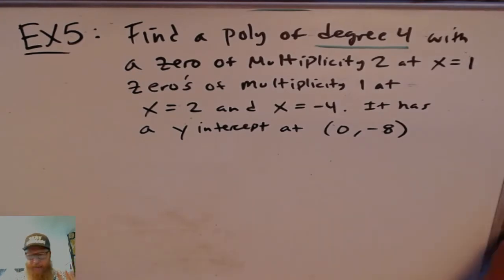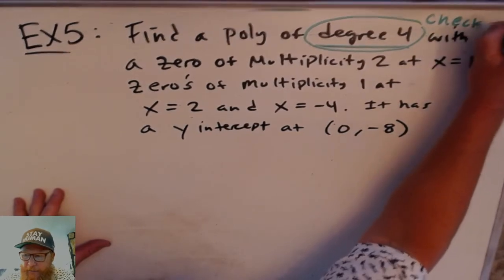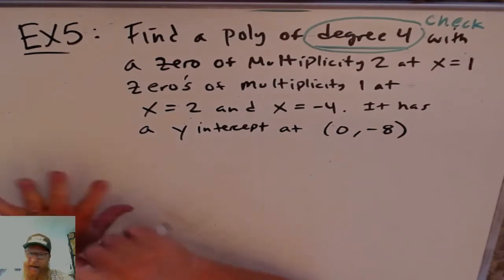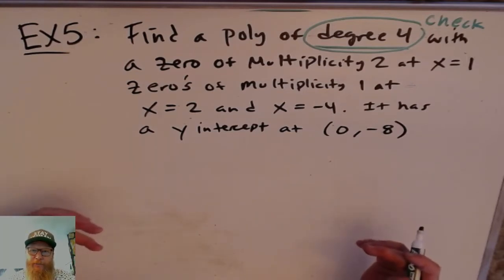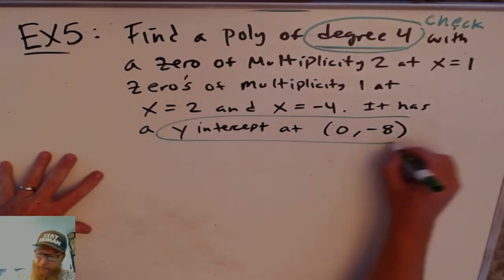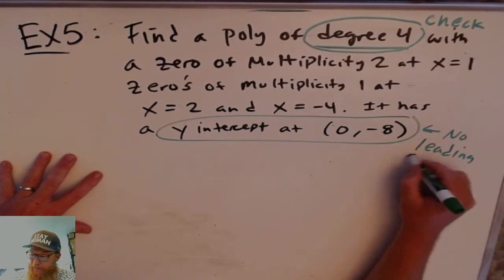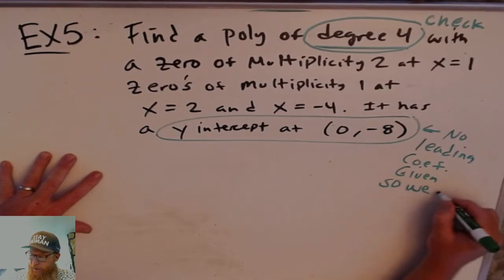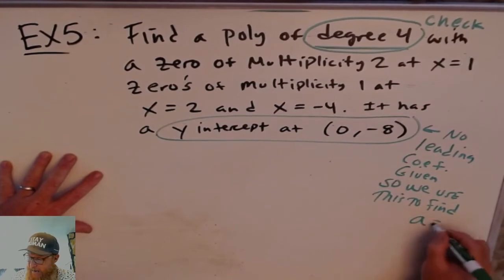Okay, so let's just kind of dissect this a little bit. We're going to use the degree to check. All right, so don't do it right now. You might be tempted to say x to the 4th. Don't do that. It'll screw everything all up. Also, we don't have the leading coefficient. No leading coefficient was given. So we're going to use this to find A.